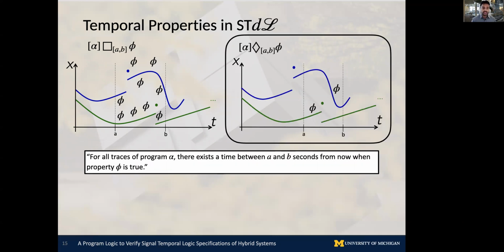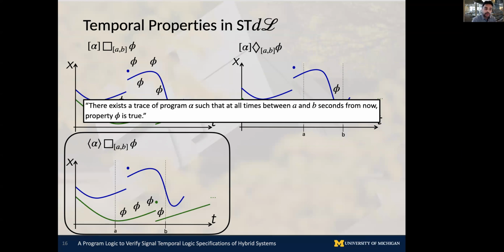We can also express box alpha diamond AB phi, which says for all traces of program alpha, there exists a time between A and B seconds from now, at which point property phi is true. If we look at the corresponding figure on the upper right, we notice that for each trace of alpha, there exists some point between times A and B, at which point this property phi is true.